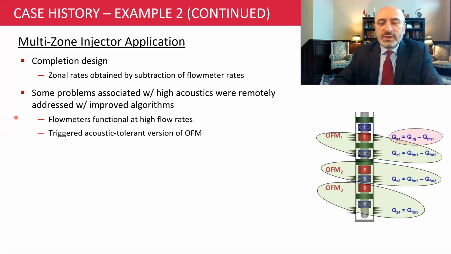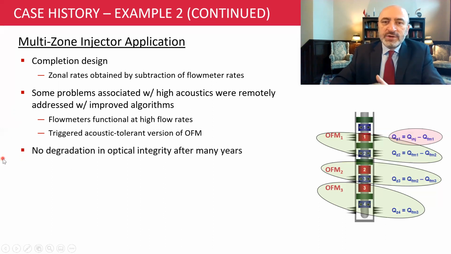We were, however, able to access the flow meters remotely and improve the data acquisition algorithms at the time. And at the end, all the flow meters became functional even at extremely high flow rates. However, this case history triggered the development of the acoustic tolerant version of the optical flow meter. So now, whenever there are ICVs involved in a completion, we always recommend the use of the acoustic tolerant version of the optical flow meters.